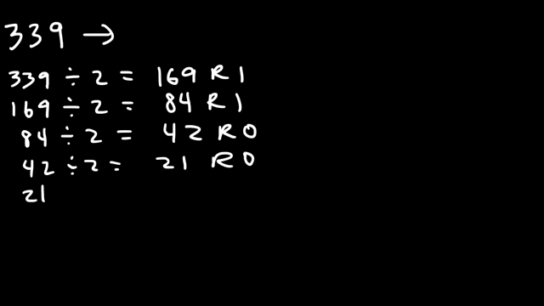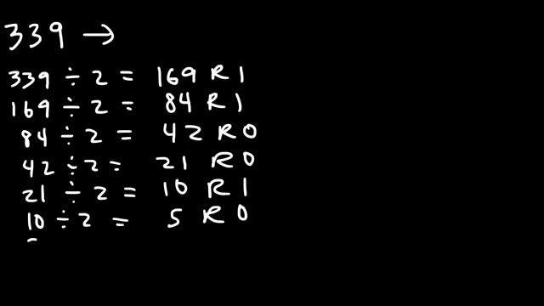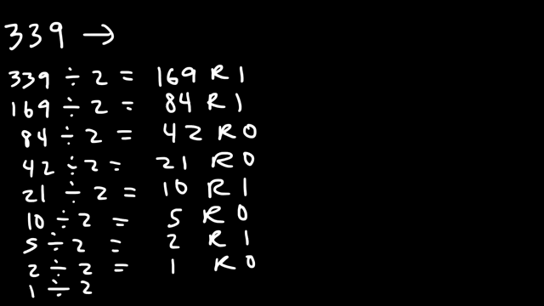And then 21 divided by 2, that's 10.5. So it's 10 remainder 1. And 10 divided by 2 is exactly 5. So 5 remainder 0. 5 divided by 2 is 2.5, so that's 2 remainder 1. And then 2 divided by 2 is exactly 1. And 1 divided by 2 is always 0.5, so that's always going to be 0 remainder 1.